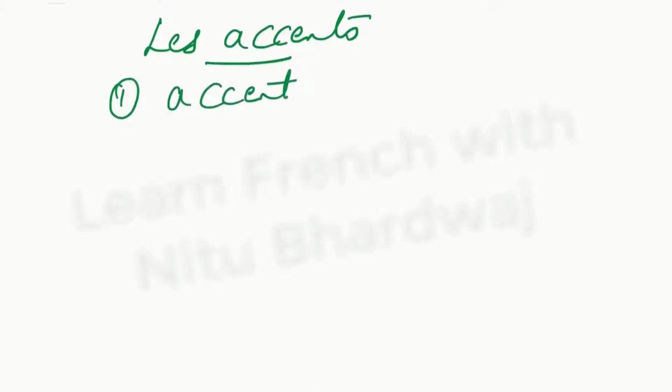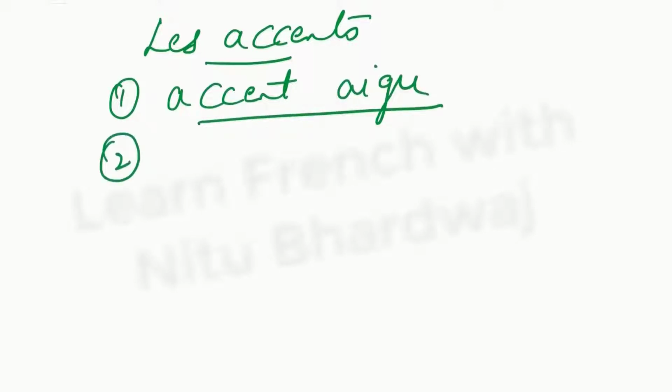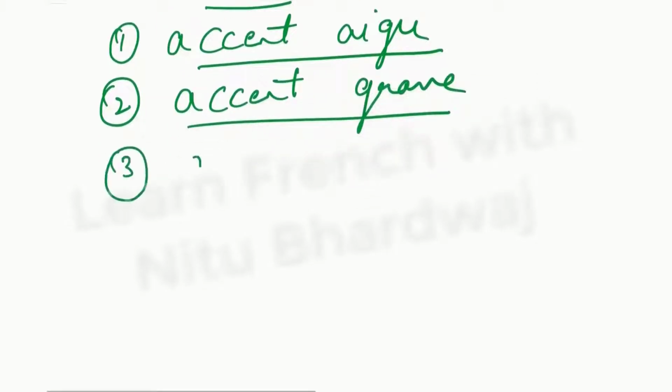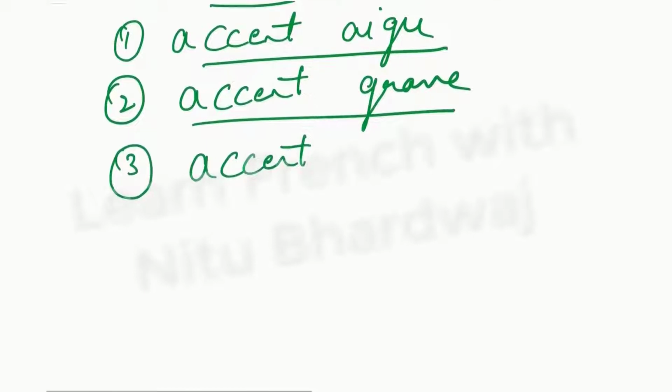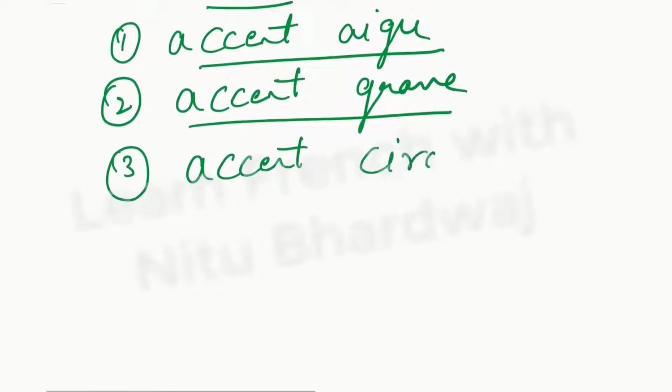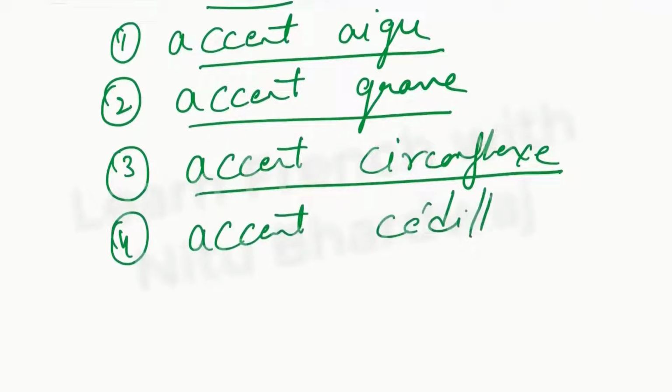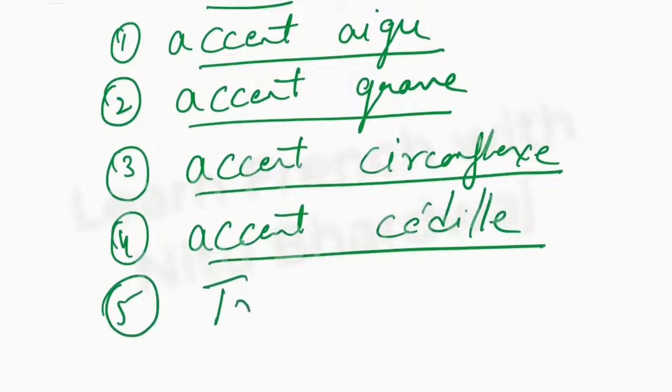So there are a few accents. Let's start with them. The first one is accent aigu. The second is accent grave. The third one is accent circonflexe. The fourth one, accent cédille. The fifth one is accent tréma.